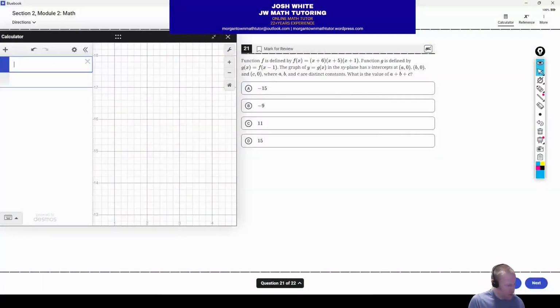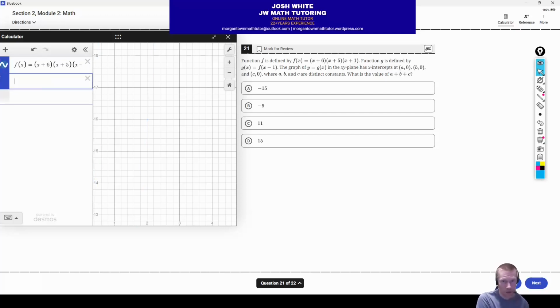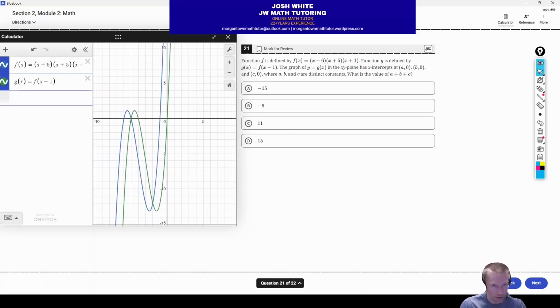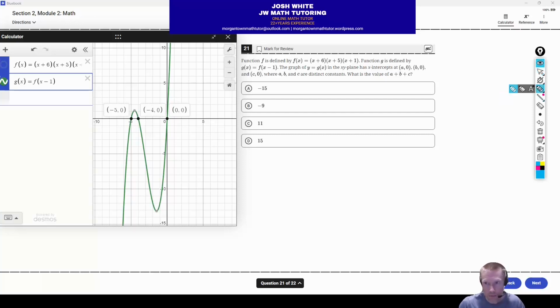So if we go back to Desmos, I think the easiest way to do this is just going to be to graph the original function, and now we can easily graph g of x with the shift. So let's go back to the home thing here. Okay, we don't need f of x anymore, so we can get rid of that so we're not confused. Okay, what are the x-intercepts for g of x? -5, -4, 0. Okay, so a plus b plus c, -5 plus -4 plus 0. Well, that's just -9. Correct answer is letter B, and we're done. We can move on to the next question.